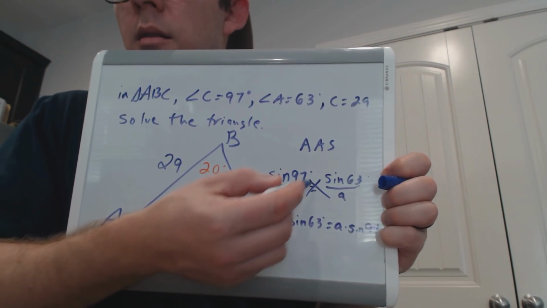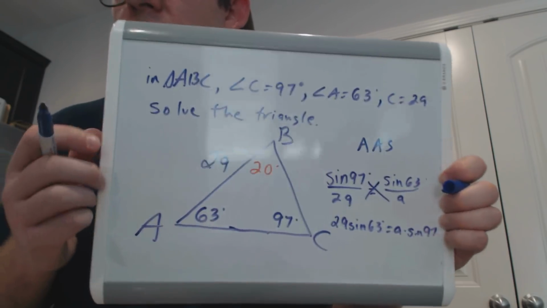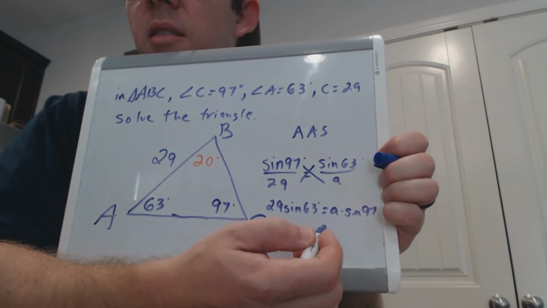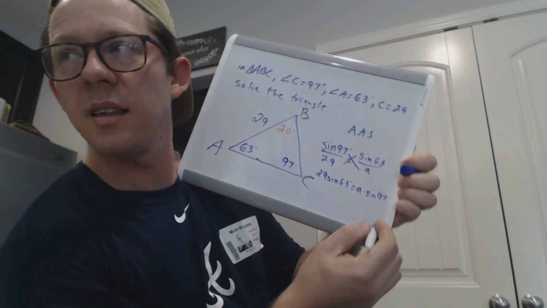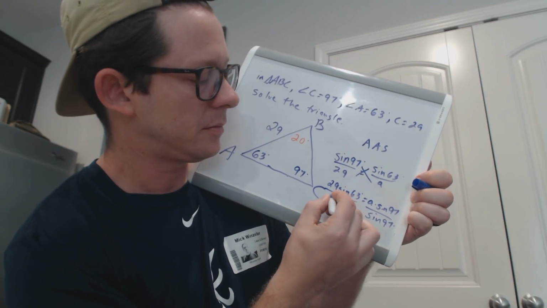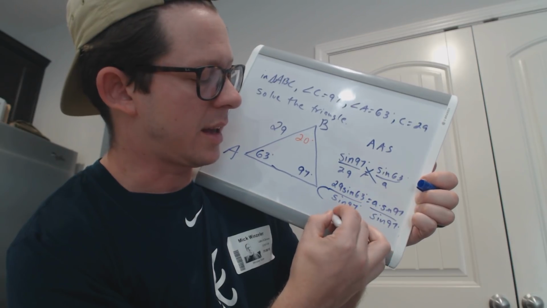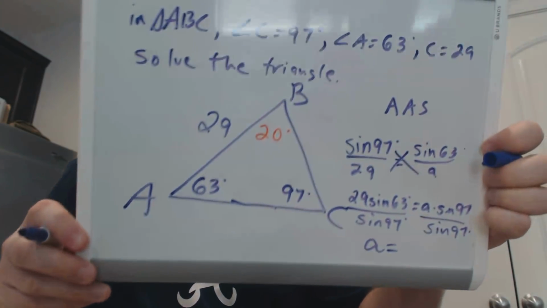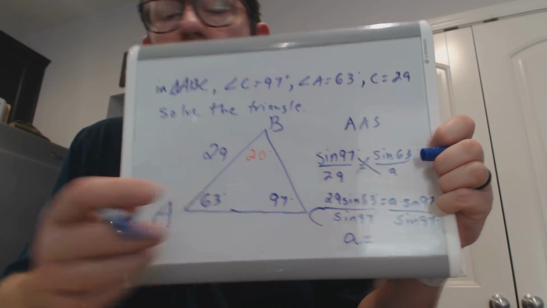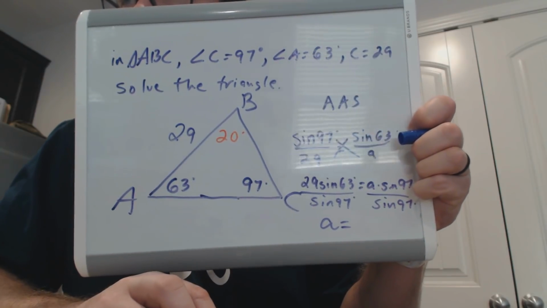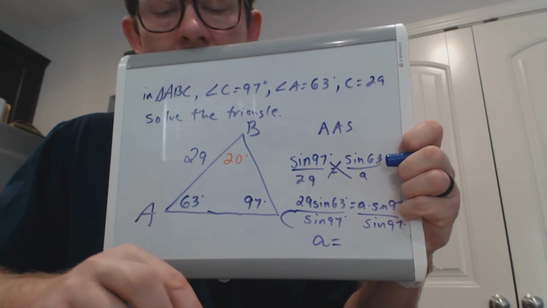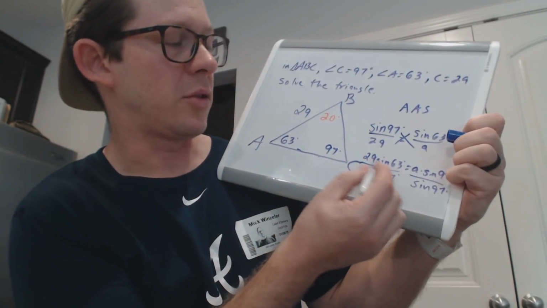29 times the sine of 63 equals A times the sine of 97. Now, what are we trying to solve for? We're trying to solve for A. So you see how it says A sine 97? You take both sides and divide by sine of 97, and we can now solve for A. You literally type this in the calculator. I'm going to type in 29 sine 63.